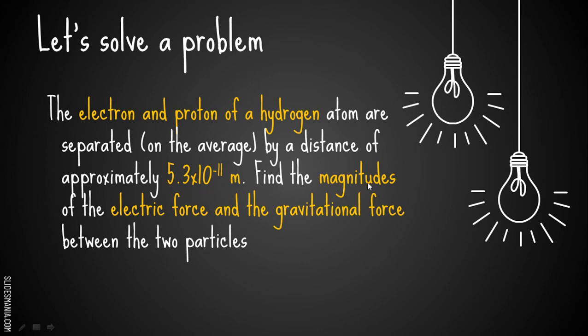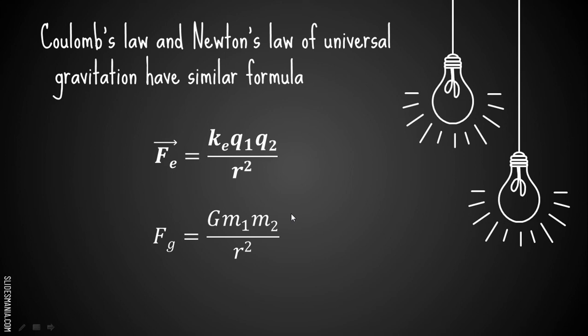Tapos, find the magnitude. So, hindi na natin kailangan malaman yung direction. Kasi, di ba, ang force is a vector quantity. So, pag magnitude, hindi na natin kailangan ng direction kasi scalar quantity lang naman yung kailangan. Of the electric force and the gravitational force. So, ang Coulomb's law and Newton's law of universal gravitation, parehas lang yung formula. Yung forma ng formula nila.